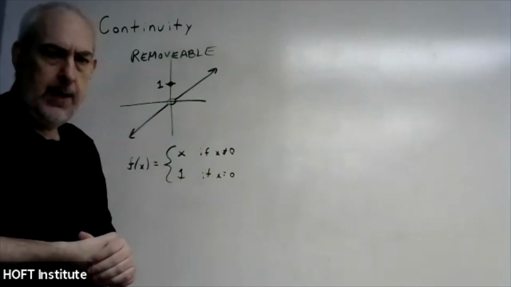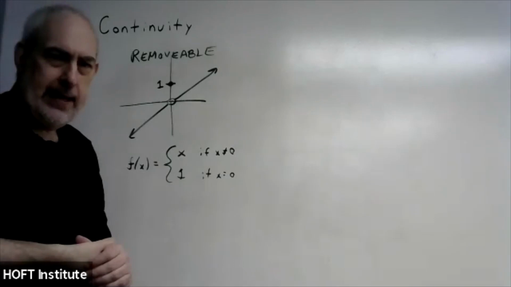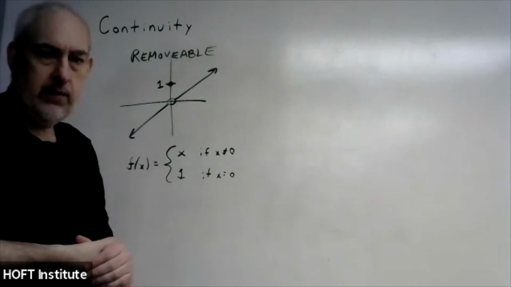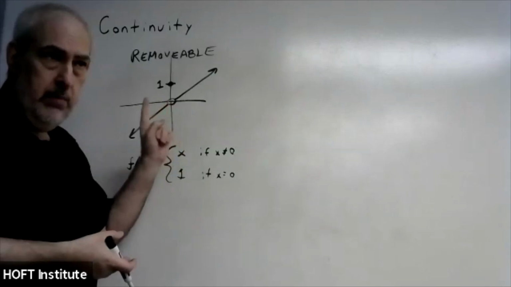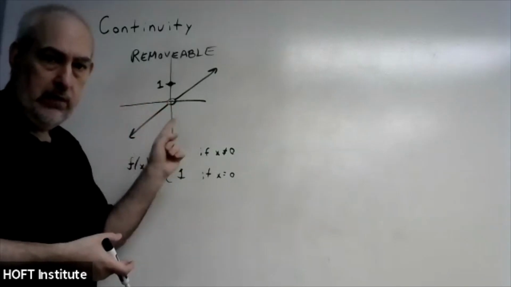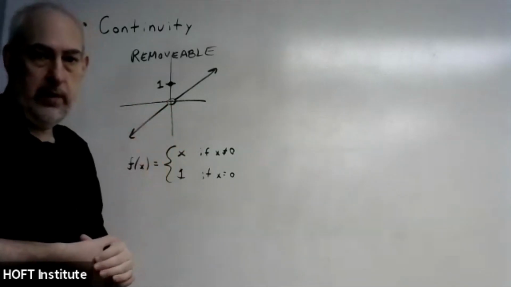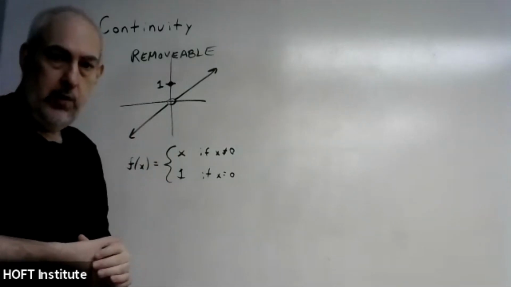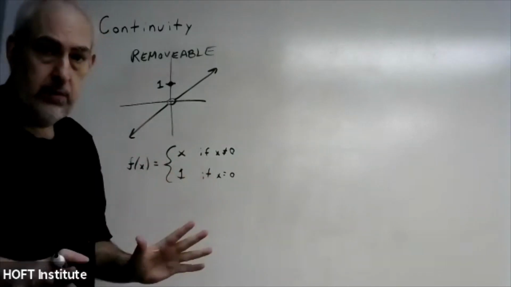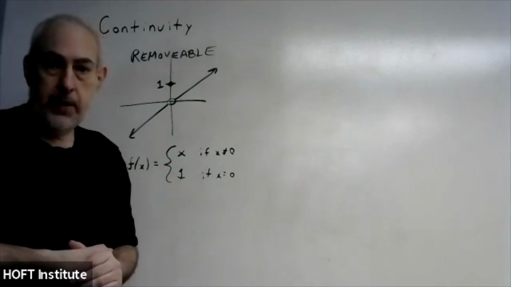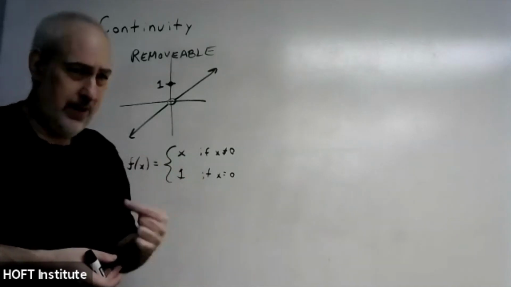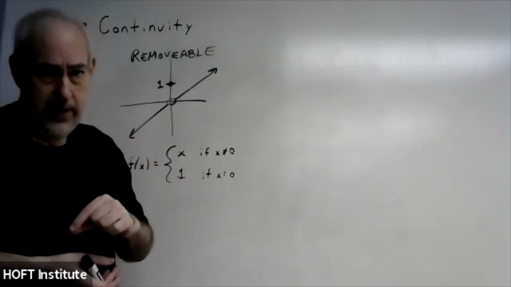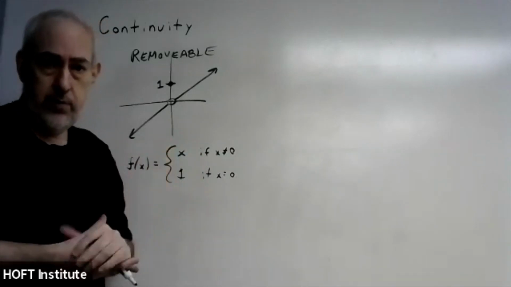Okay. A more mathematical way of saying it is that the limit exists, but the point either doesn't exist or is just not equal to the limit. Okay, so there's nothing wrong with the limit for this type of discontinuity. It's the point that is causing the problem. Either it doesn't exist or it's just the wrong value. Either way, it's called removable.